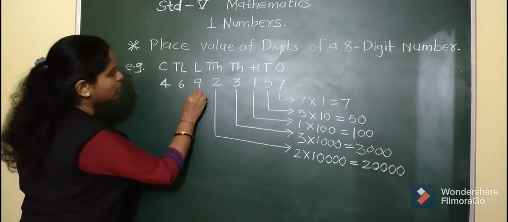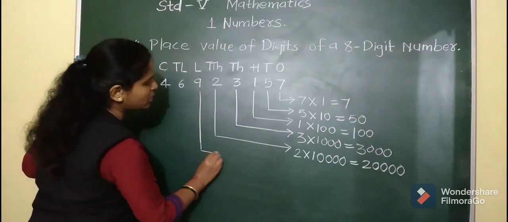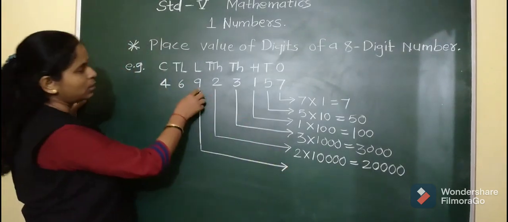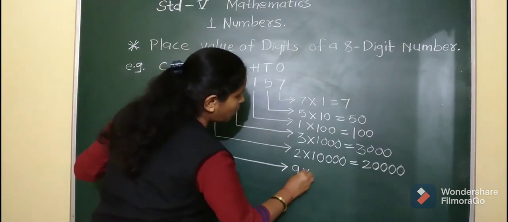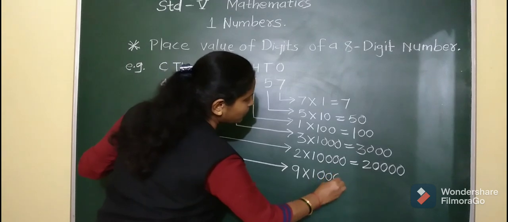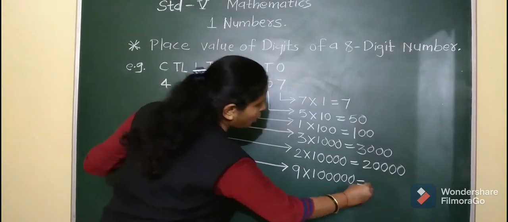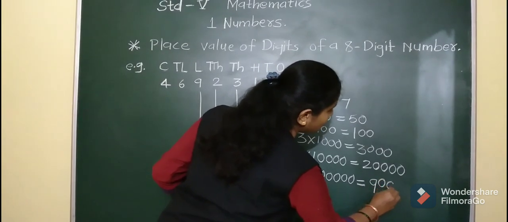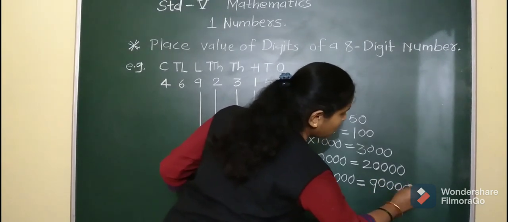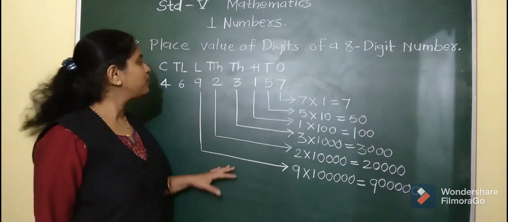Next digit is 9. 9 is at which place? Lakhs. So we have to multiply 9 by 1 lakh. So what is the place value of 9? 9 lakh. 9 into 1 lakh is 9 lakh.